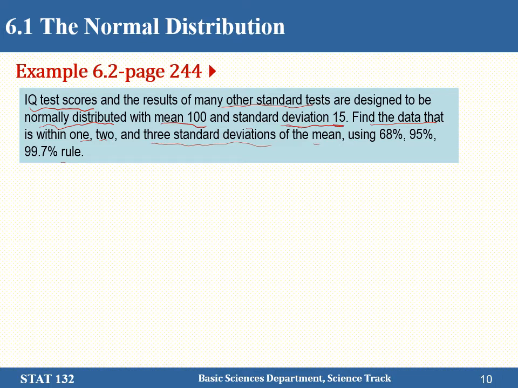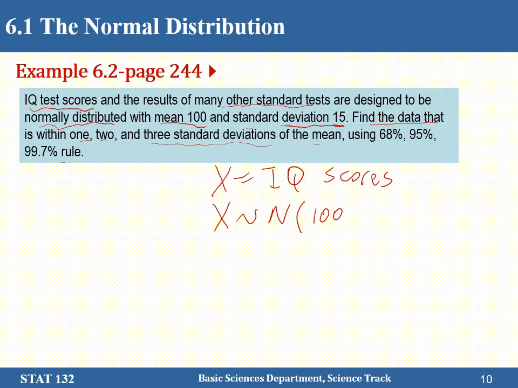Now, it says IQ tests and the other tests are normally distributed with mean 100 and standard deviation 15. So here you can say this X is IQ scores, and X has a normal distribution with mean 100, this is the mean, and standard deviation 15. So in this case, what can we say about the data within 1, 2, and 3 standard deviations of the mean?